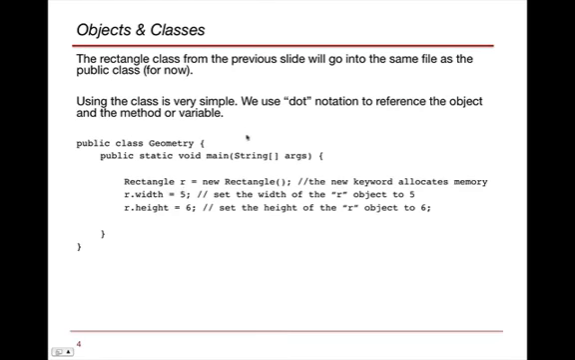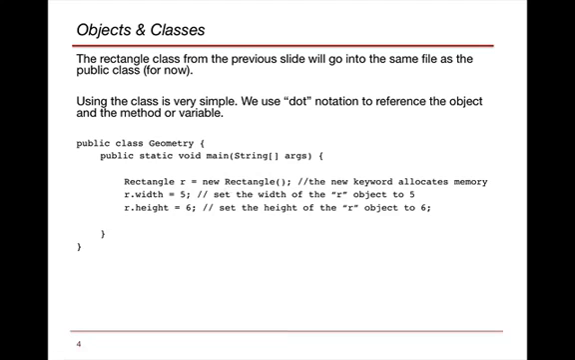So the rectangle from the previous class we'll use for now. When we use this class, we use the dot notation to reference the object, method, or variable. Rectangle, where the definition is what we call the class. When we actually use it is when we call it an object, when we create an instance of it.